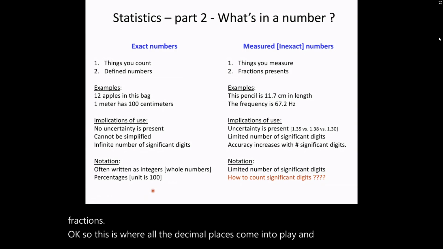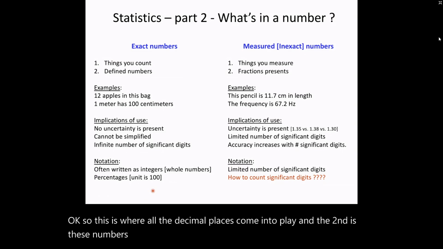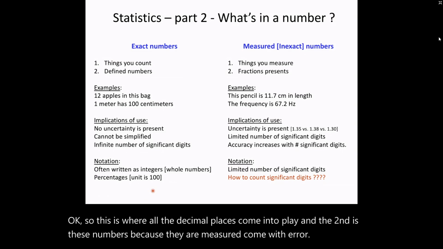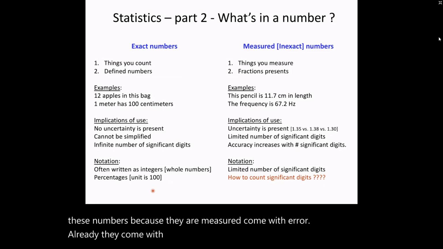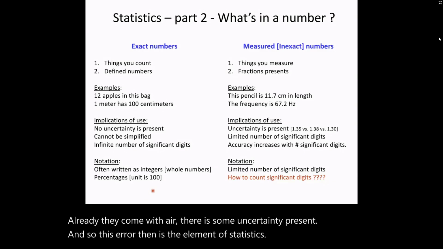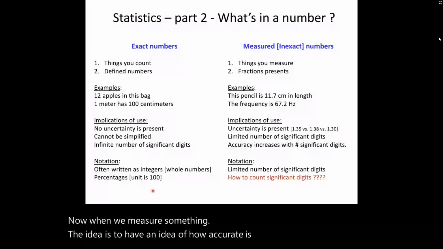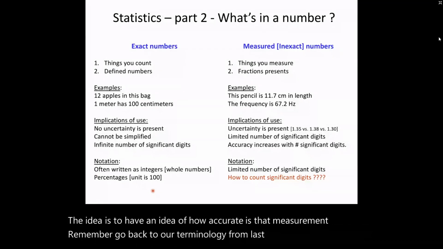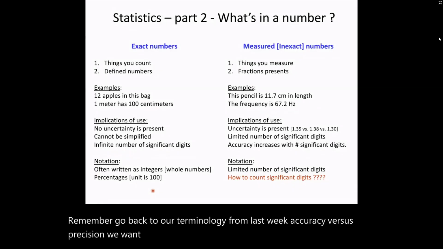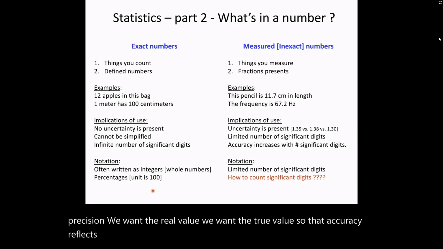And the second is these numbers, because they're measured, come with error. Ready? They come with error. There is some uncertainty present. So this error then is the element of statistics. Now, when we measure something, the idea is to have an idea of how accurate is that measurement. Remember, go back to our terminology from last week, accuracy versus precision. We want the real value, we want the true value. So the accuracy reflects our ability to get close to the true value of the single measure.